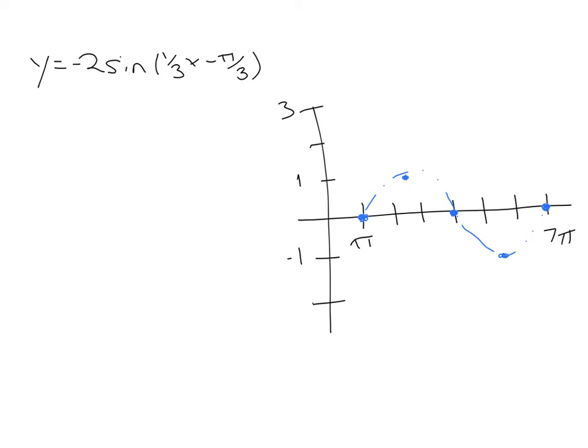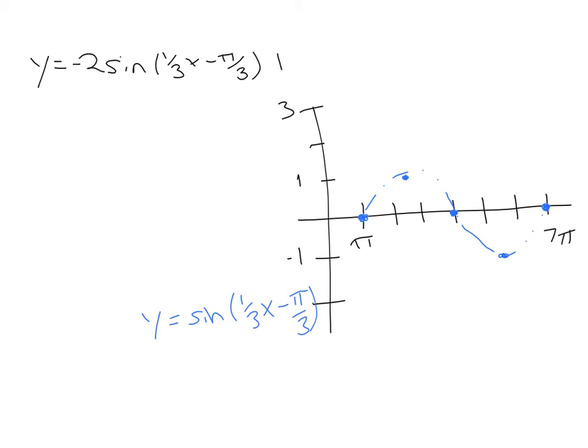Picking up from where we left off in part 1. We stopped once we got this graph in blue, which is the graph of sine of 1/3 x minus pi over 3. We took only what's inside of that sine function into account, which accounts for the horizontal transformations in the graph. Now we want to look at what's going on outside of the sine function.